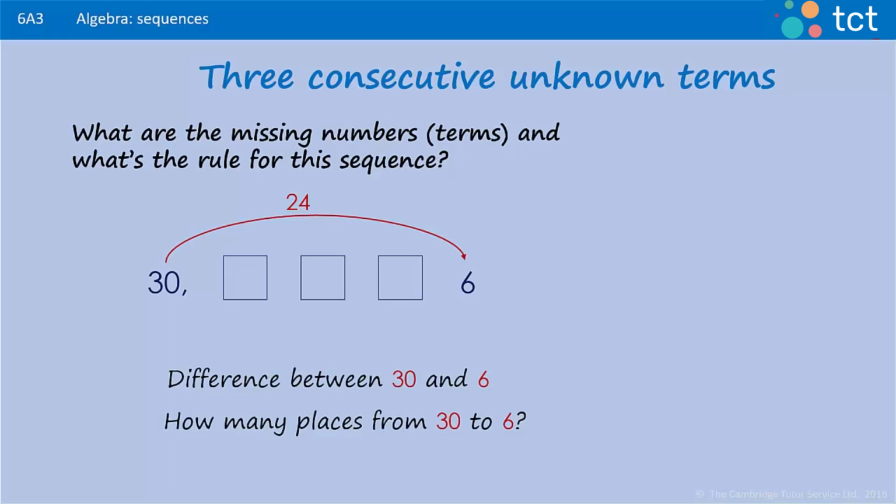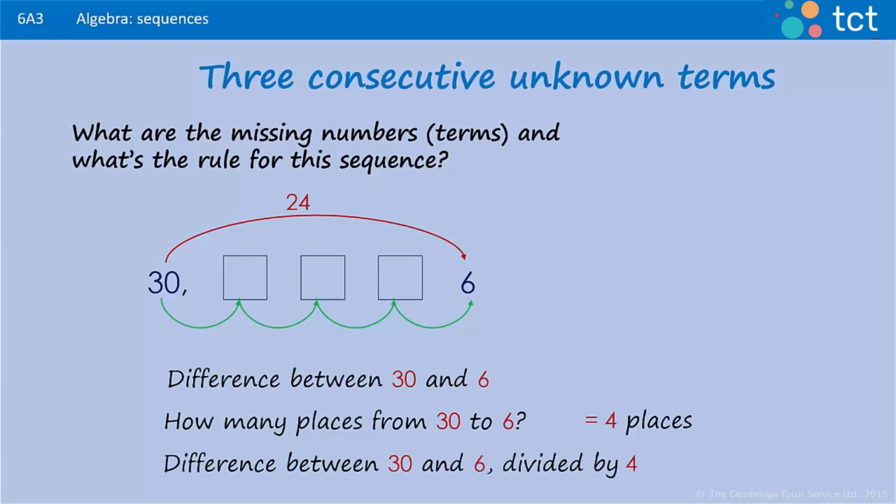Find the number of places from the term 30 to the term 6. 1, 2, 3, 4. So where there are 3 consecutive missing terms, there are 4 steps, or 4 places. So this time we're going to use the calculation 24 divided by 4, and that's 6. And once again, for our rule, because the terms are getting smaller, the rule will be minus 6.